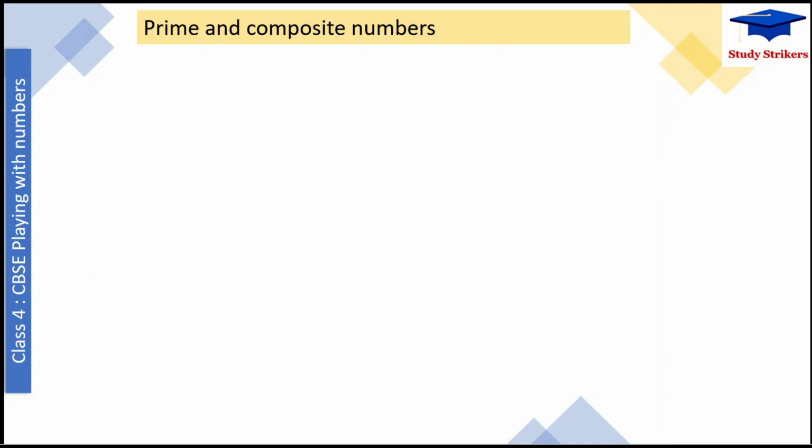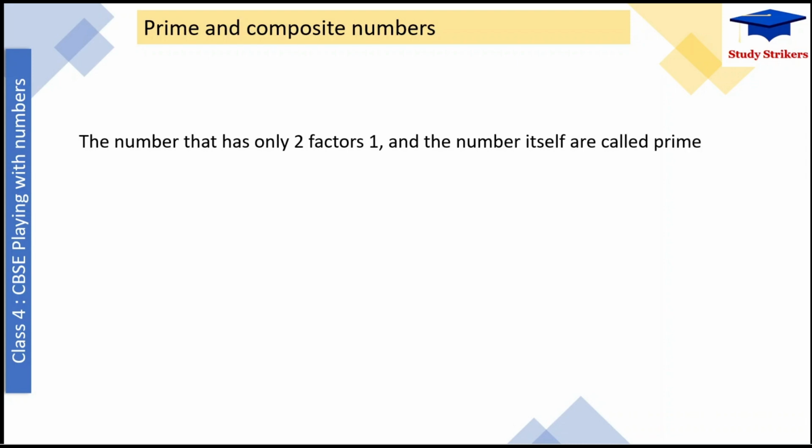Our next topic is prime and composite numbers. The numbers that have only two factors, 1 and the number itself, are called prime numbers. For example, 2, 3, 5, 7, etc. So actually 2 is treated as the smallest even prime number.